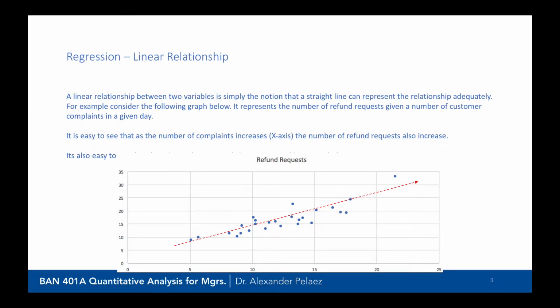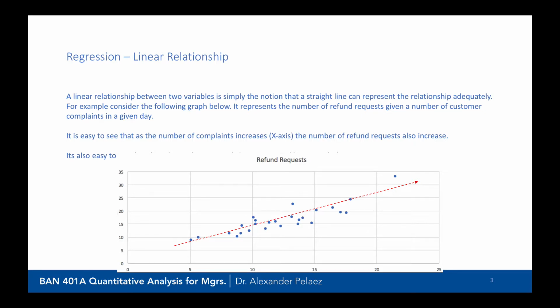So a linear relationship between two variables is simply the notion that a straight line can represent the relationship adequately. Consider the graph that we have below. We have a number of refund requests and we have a number of complaints in a given day. So the refund requests are along the left and the x-axis is the number of complaints. As the number of complaints increases, our refund requests also increase. And we see all of the dots that represent that.